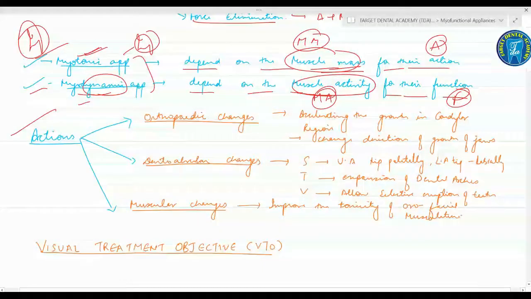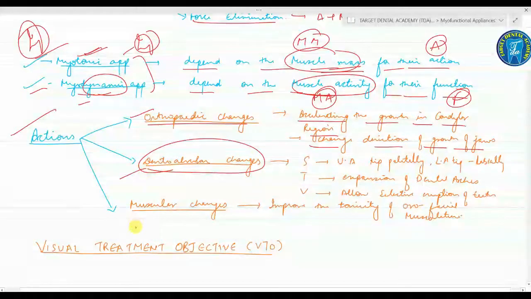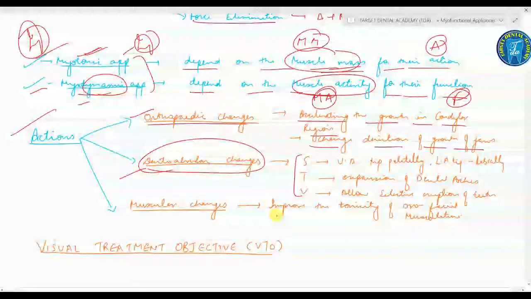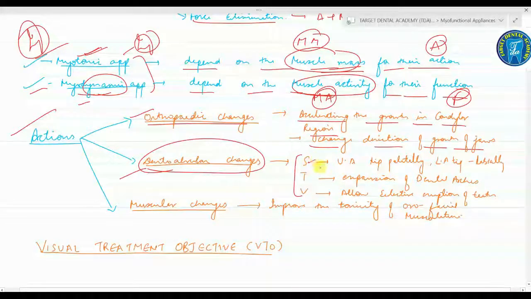So after this, coming on to the action. These are the actions of the functional appliances. They can bring about the orthopedic changes, in which they accelerate the growth in the condylar region and change the direction of the growth of the jaws. They also bring about the dentoalveolar changes in all the three planes, that is, in the sagittal plane, in the transverse plane, and in the vertical plane.